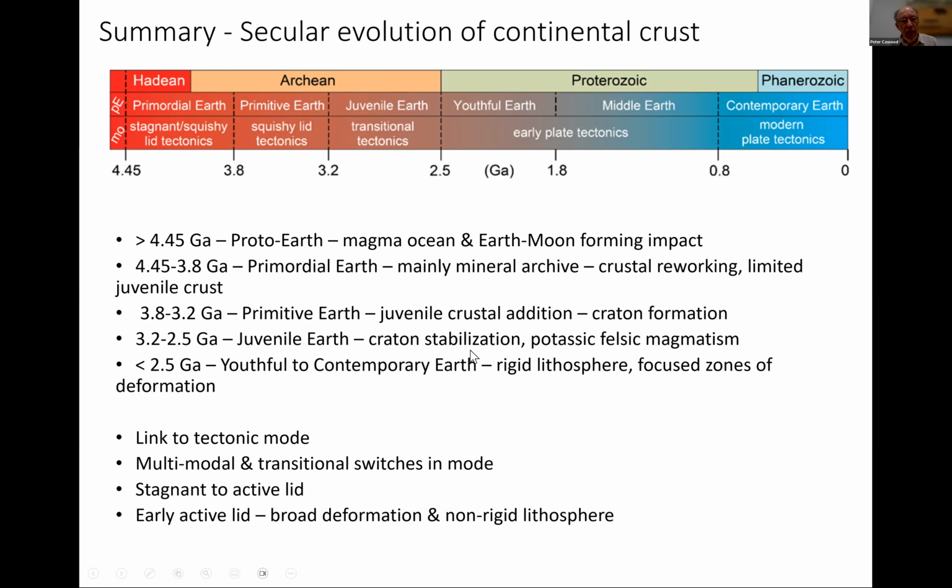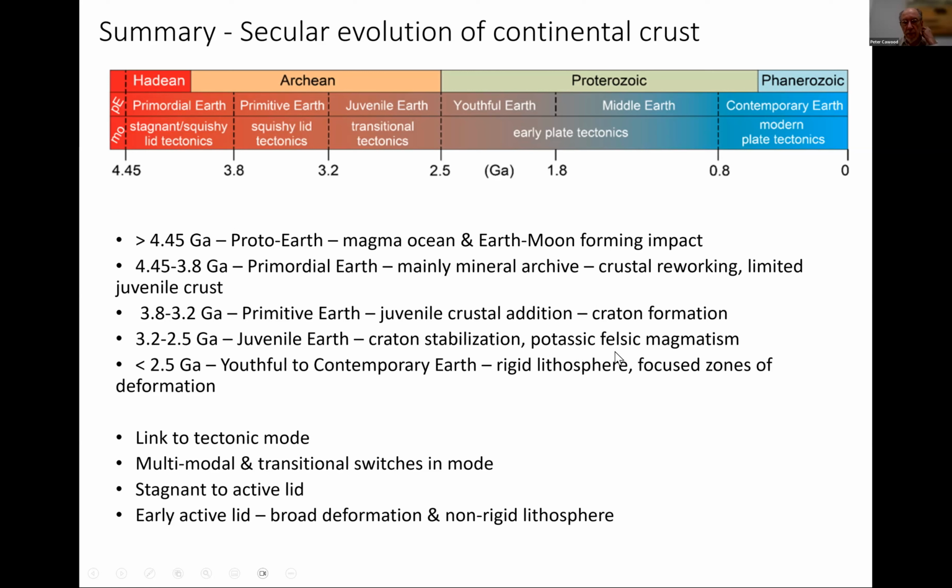After that period, in the period from about 3.2 to 3.5, we saw evidence for craton stabilization, development of more rigid cratonic blocks. That was marked by a change in the nature of the magmatism, a termination of that TTG-type magmatism, which had been protracted throughout a lot of the Archean, and a switch to potassic felsic magmatism, potassic granites, if you like.